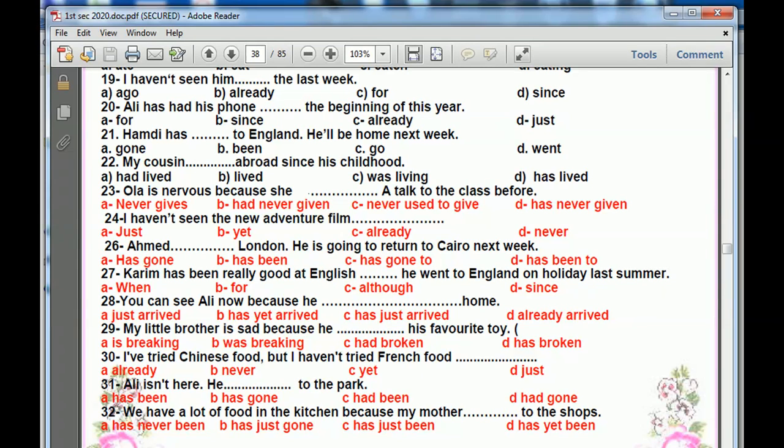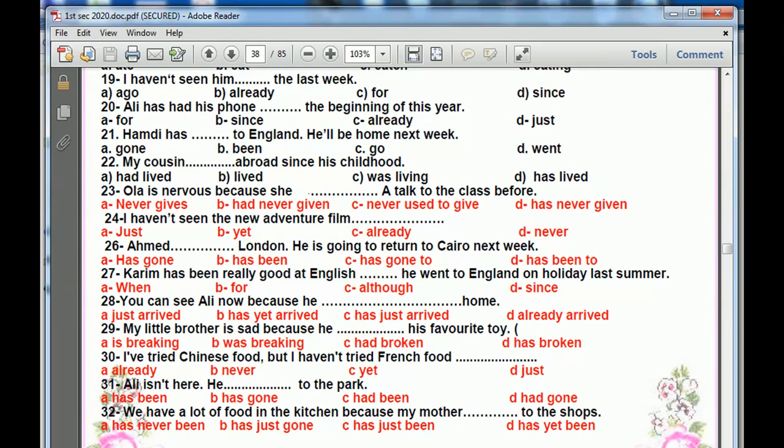My cousin has lived abroad since his childhood. My cousin, yes, has lived abroad. Ola is nervous because she has never given a talk to the class before. Number D. I haven't seen the new adventure film.